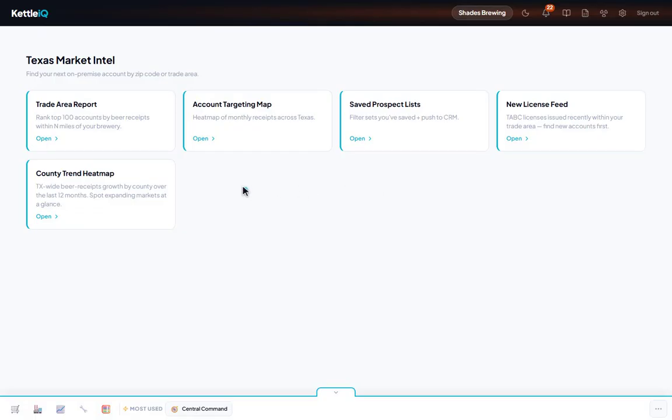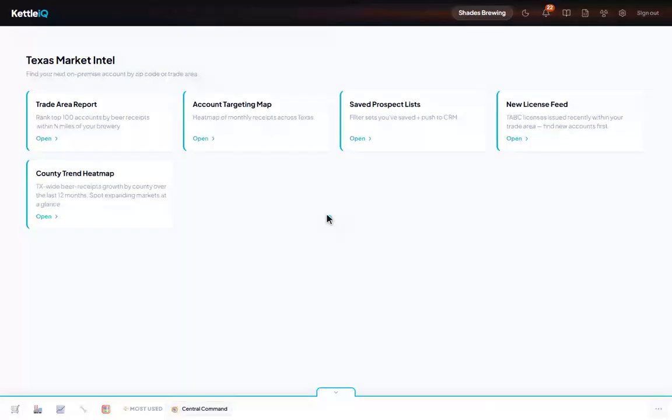What you're looking at is mixed beverage receipts, the closest public signal to on-premise sales by category and region across the state. Open the trade area report to rank accounts by beer receipts near your brewery, or the account targeting map for a receipts heat map.